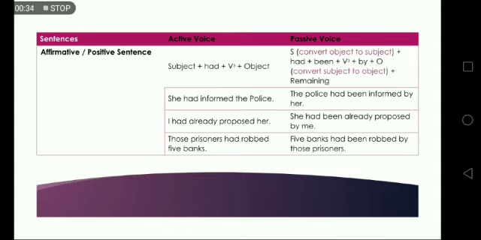Let's look at some of the examples. She had informed the police; the police had been informed by her. I had already proposed her; she had already been proposed by me. Those prisoners had robbed 5 banks; 5 banks had been robbed by those prisoners.